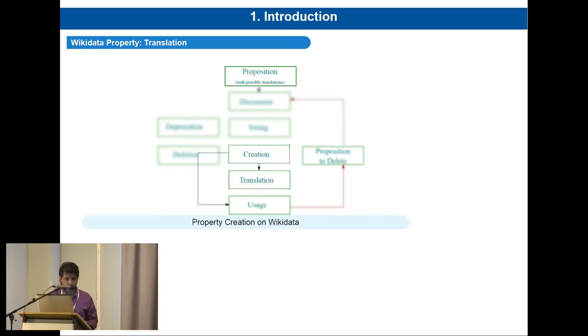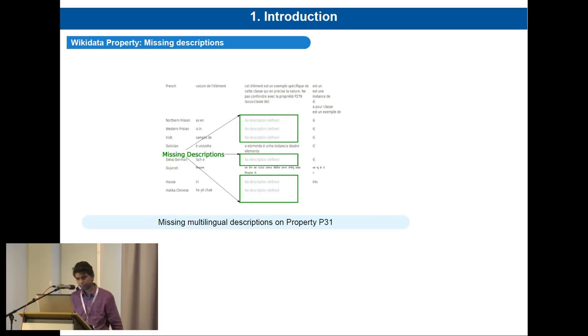First, the translation could happen at the proposition part. Then at the time of creation, the person who creates the property can use the exact names that were suggested by the property proposer, and he will create the properties. Later, people start translating these properties. So let us look at why this matters, why it is important.